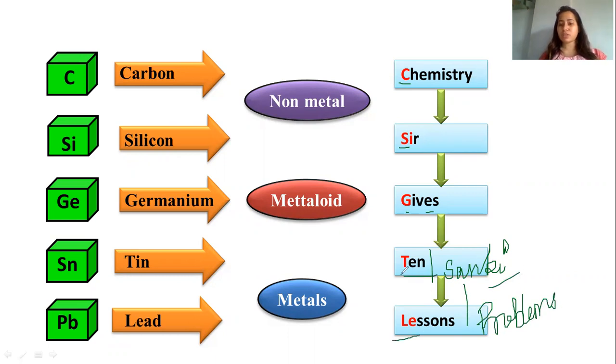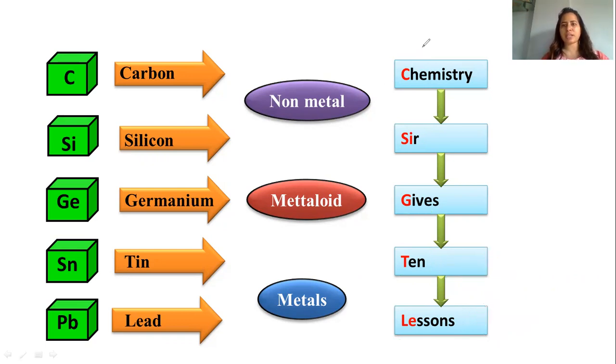This will give you the name of the metal. This will give you the symbol of the element. So you have chemistry sir gives sun key problems, or chemistry sir gives 10 lessons. So in this way, we have studied the element group 14. Put the heading as group 14.